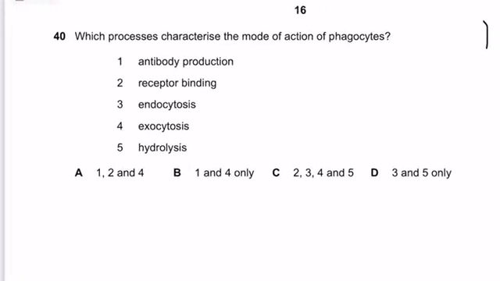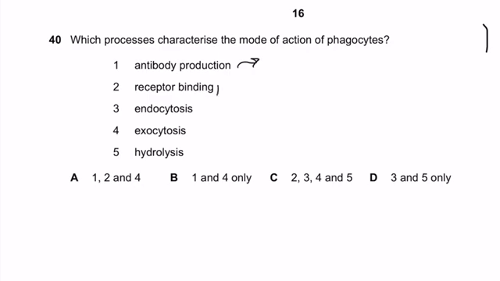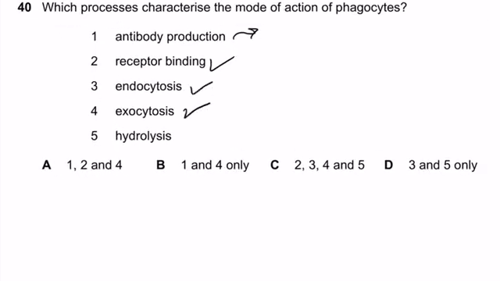So which process characterizes the mode of action of phagocytes? Phagocytes, we have antibody production. No, that's the role of B lymphocytes, and specifically plasma cells that are produced by the differentiation of B lymphocytes. Receptor binding, okay, sure, because we have adherence. That's one of the things that happen in phagocytosis. Okay, we have endocytosis, true. Exocytosis, true. Hydrolysis, true also. The action of lysosome, 2, 3, 4, and 5, C.